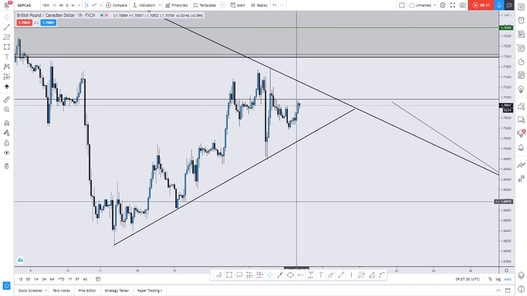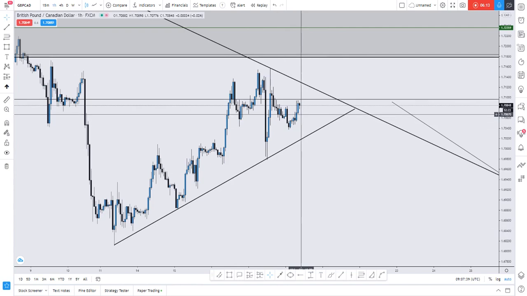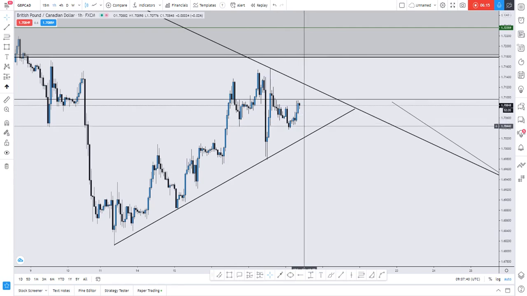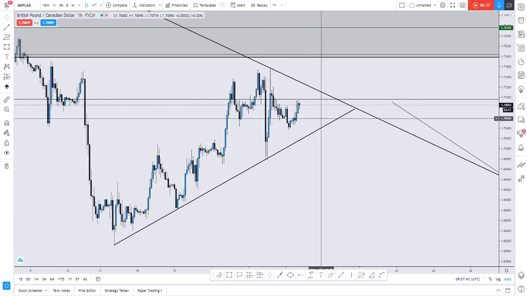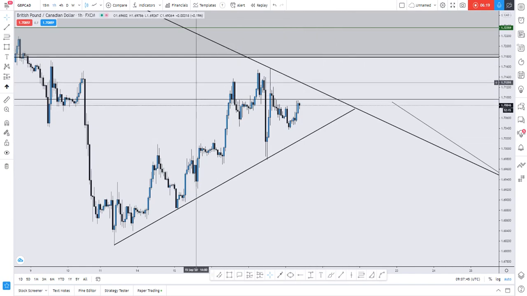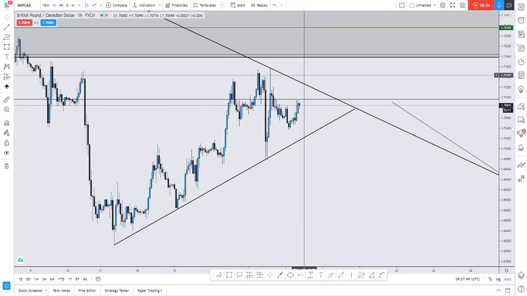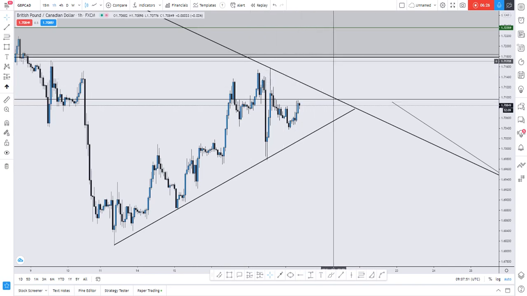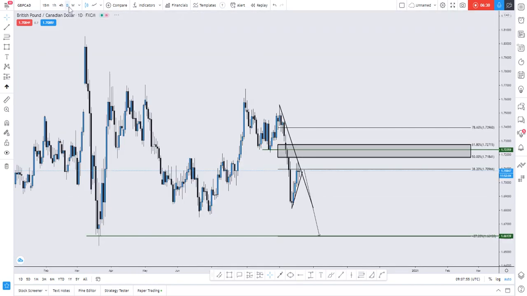If it does break out to the downside, I would follow it. I would be reacting to price and not predicting. If it does move to the upside, I would still wait for a reaction, because this is a nice zone above here. It might still trade into this area right here before we see a move to the downside fully. So that is my bias on GBP CAD. I'll be looking to go short on GBP CAD.